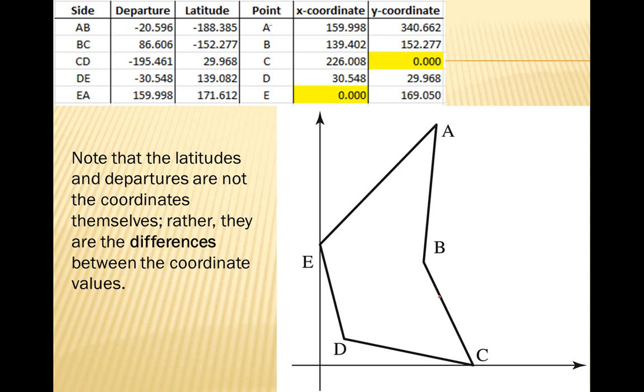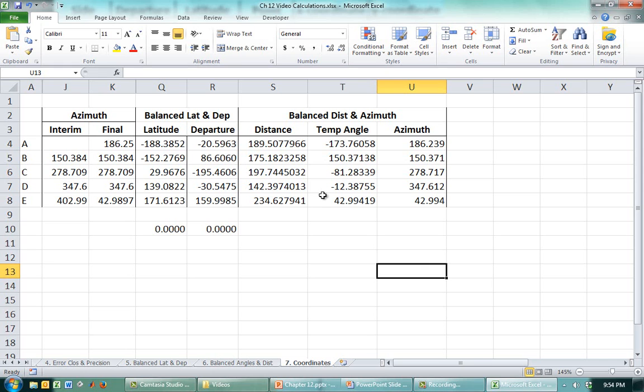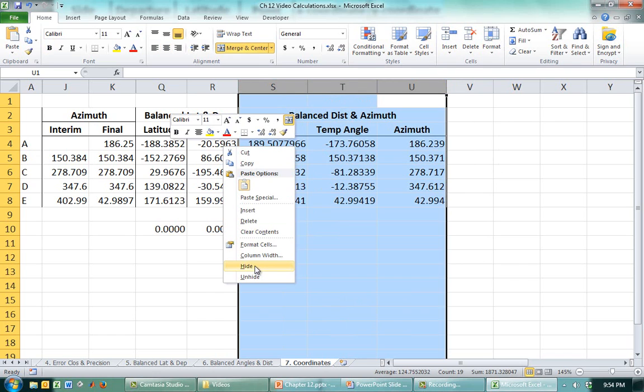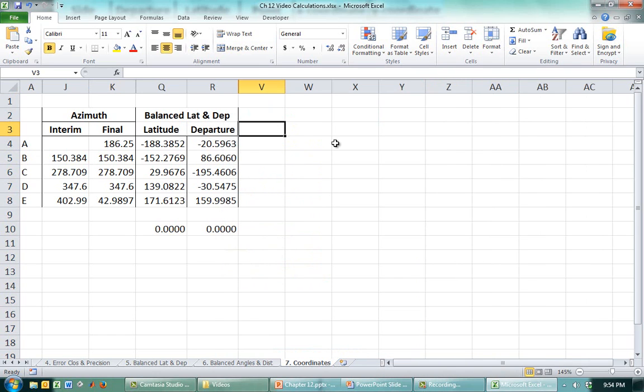But that said, I don't want to think this hard about drawing lines of this is this, and this is this. So I'm going to make an Excel spreadsheet. I don't really need this, so I'm going to hide it. Now I'm going to look for my x coordinate and my y coordinate.